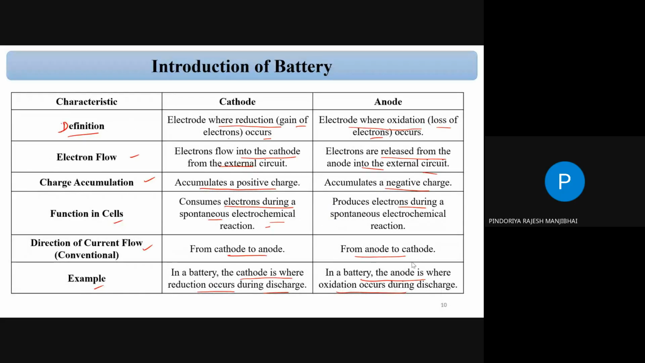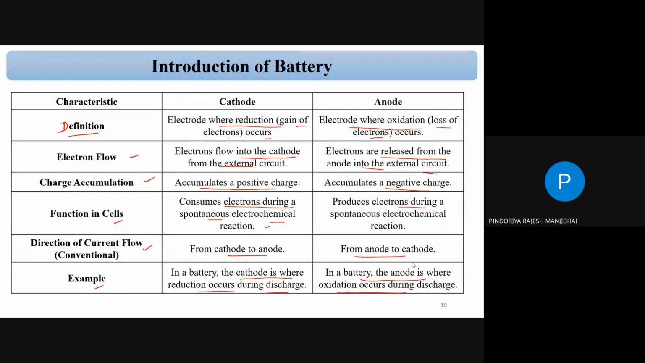In the cathode, current flows from cathode to anode. In the anode, it is from anode to cathode. How, sir? Like a rechargeable battery. When you say rechargeable battery, suppose there is a primary battery that is used only one time, then that is not possible. But if it is a rechargeable battery, then it is possible.